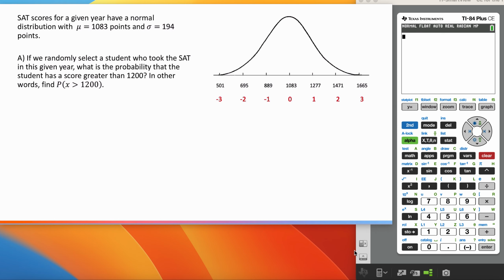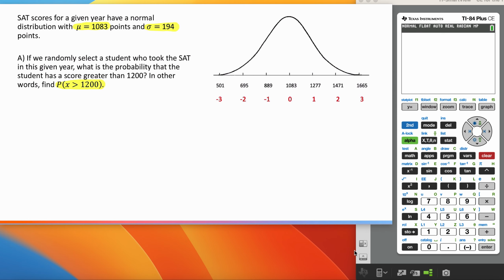Let's take a look at how to find the probability when we have a normal distribution, such as SAT scores. We know that the mean SAT score is 1083 with a standard deviation of 194 points. If we randomly select a student who took the SAT this year, what is the probability that the student's score is greater than 1200? In other words, find P(X > 1200).